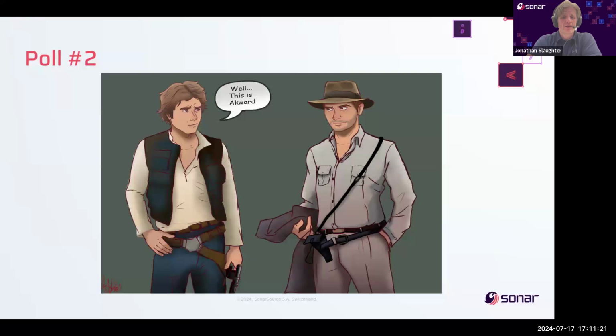The second poll is really asking the question: which of these two iconic Harrison Ford characters do you most identify with? Are you a Han Solo or are you an Indiana Jones? And we'll go ahead and take some time to look at those results.